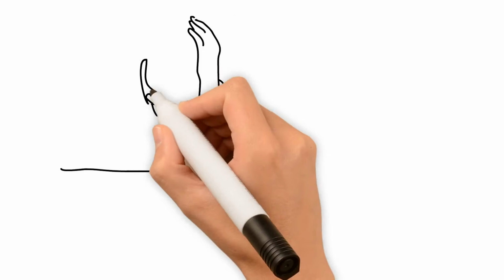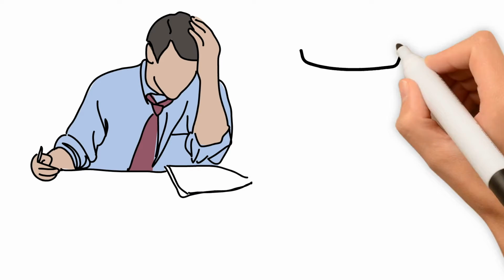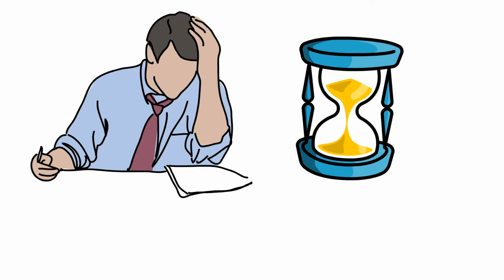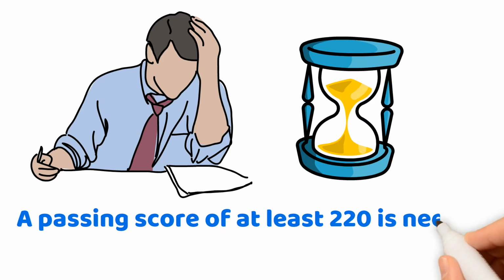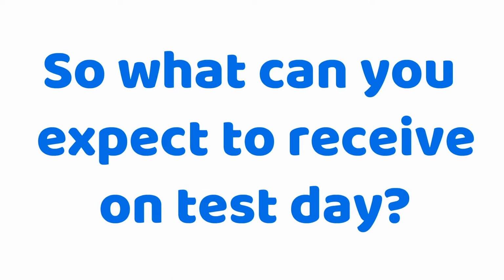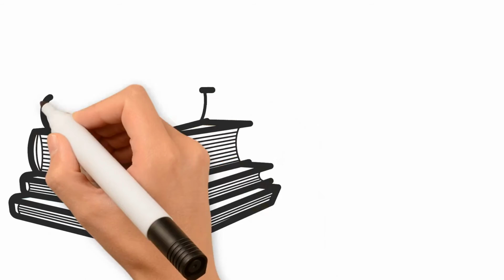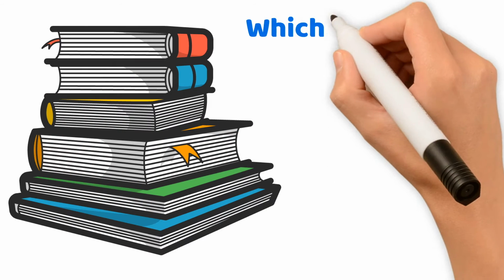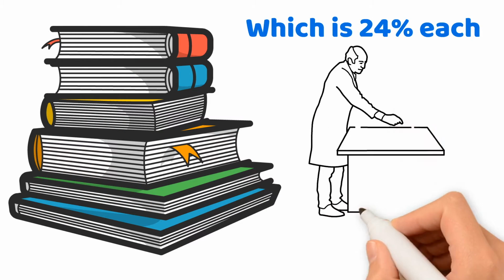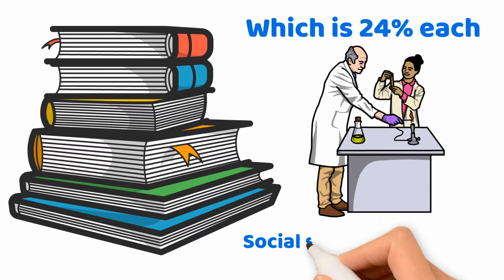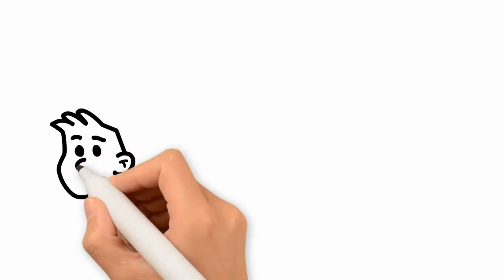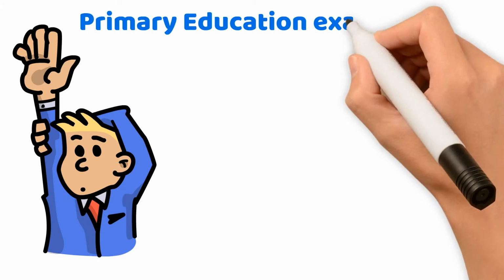This exam includes 125 multiple-choice questions, which you will address over 3 hours. A passing score of at least 2 of 20 is needed for certification. So what can you expect to receive on test day? Next, we have the Science and Social Studies section, which is 24% each, challenging your proficiency in fundamental sciences and social studies topics.